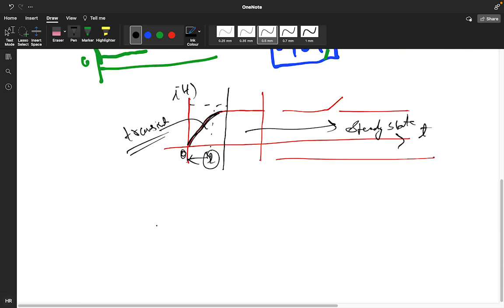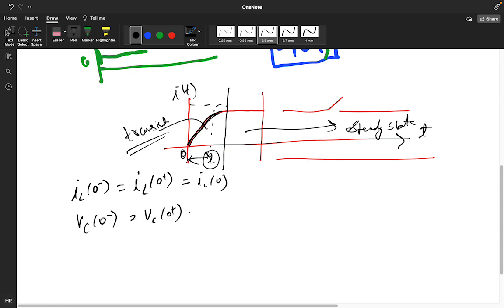Okay guys, write it down. There is one assumption we already discussed in the first class. IL of 0 minus: the inductor current will not allow a sudden change of current. So IL of 0 minus will be equal to IL of 0 plus, which will be equal to IL of 0. What is 0 minus and what is 0 plus, I will tell you. And for the capacitor, VC of 0 minus will be equal to VC of 0 plus, which will be equal to VC of 0.